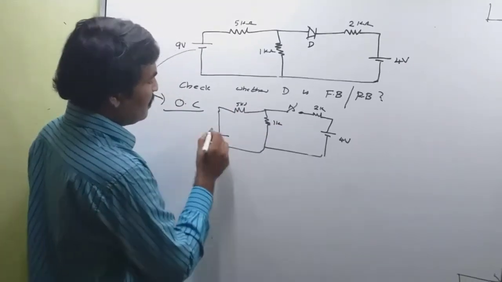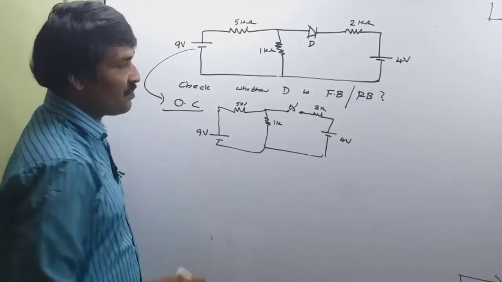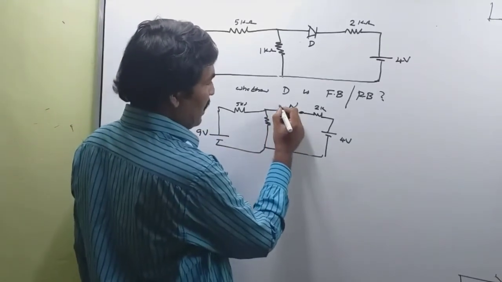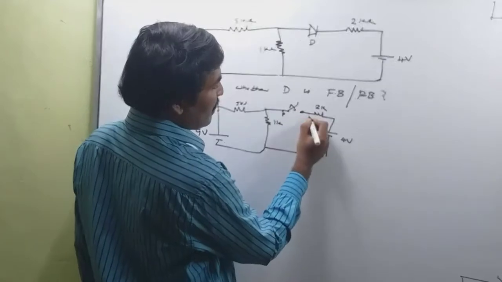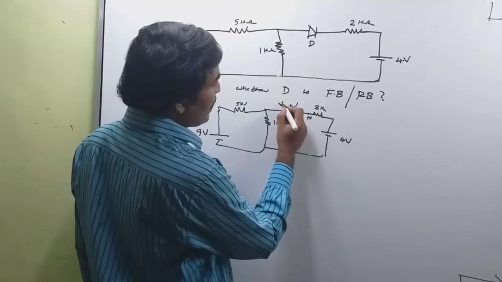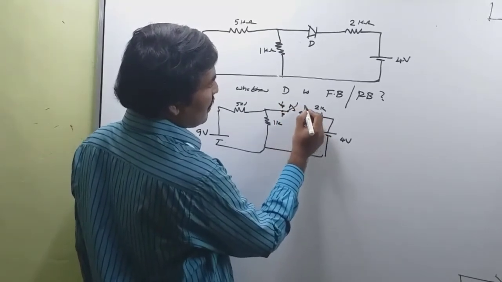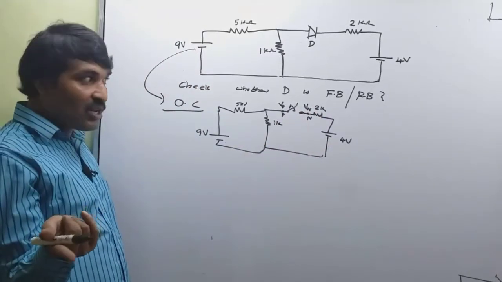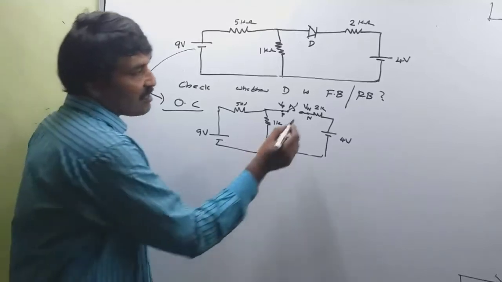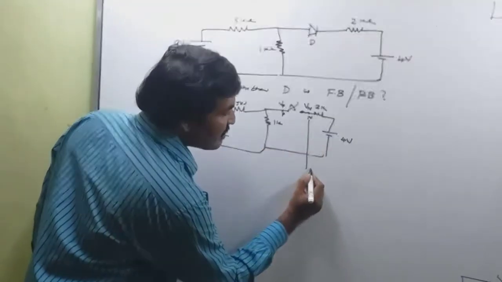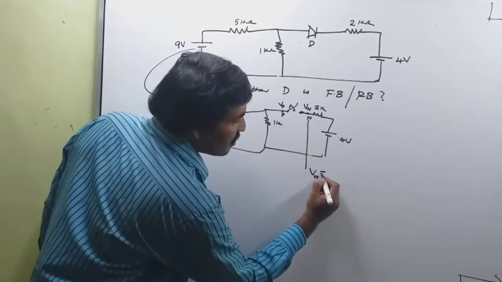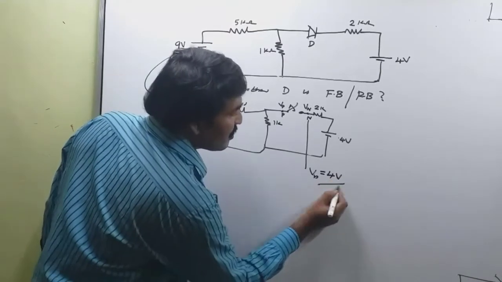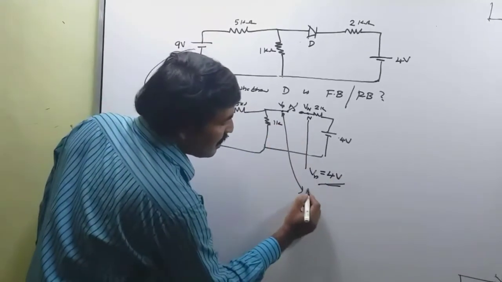Circuit is closed. This is 9 volt. Now this is a point P and this is a point N. Let the voltage at P be Vp and the voltage at N be Vn. Now I want to find whether Vp is greater than Vn. So what's the voltage of Vn? Here Vn is equal to 4 volt. Now I want to find the voltage Vp.